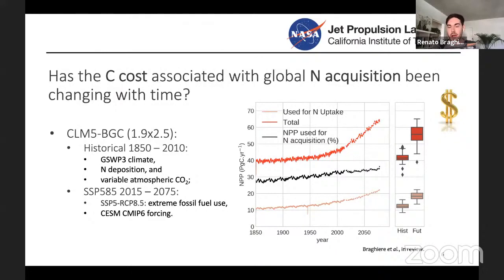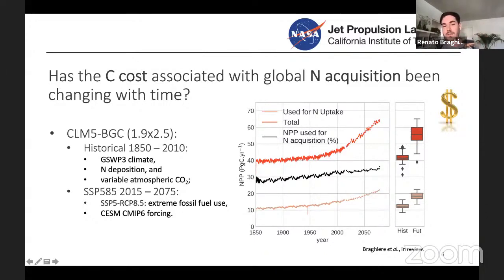So we also see that this amount has been increasing with time, but the question is really, is the percentage of carbon used for nitrogen acquisition also increasing? And the black line tries to answer this question. The black line here shows the salmon curve over the red curve. So it's basically, what is the percentage of NPP that is used for nitrogen acquisition? And it's in percentage, not in petagrams of carbon.